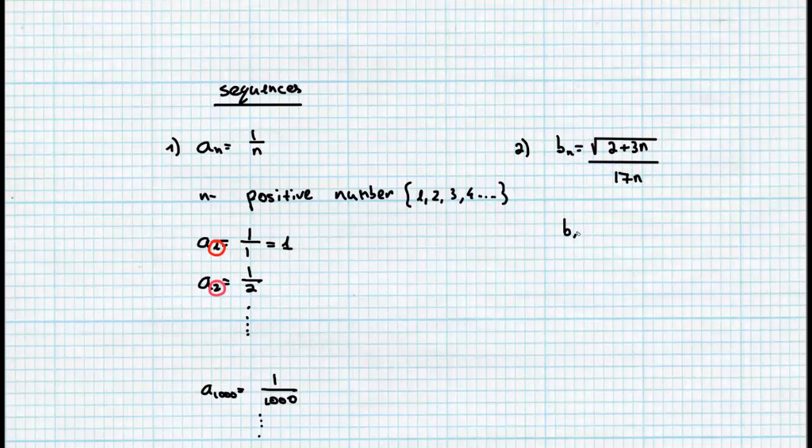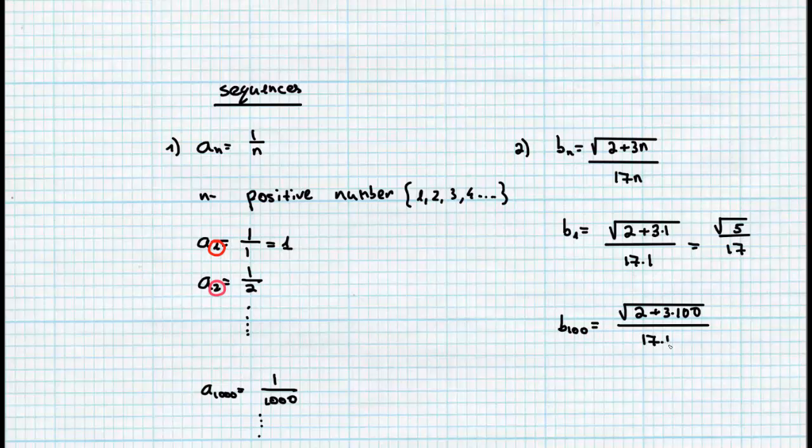So let's say I want to understand what will be the first number in the sequence, b_1. We just plug 1 instead of n. It's going to be the square root of 2 plus 3 times 1, divided by 17 multiplied by 1. It can be any number you want. It's the square root of 5 divided by 17. If I want to know what will be in the 100th place, I will just plug 100 instead of n. It's 2 plus 3 times 100 divided by 17 multiplied by 100. I'll take a calculator and find this number.